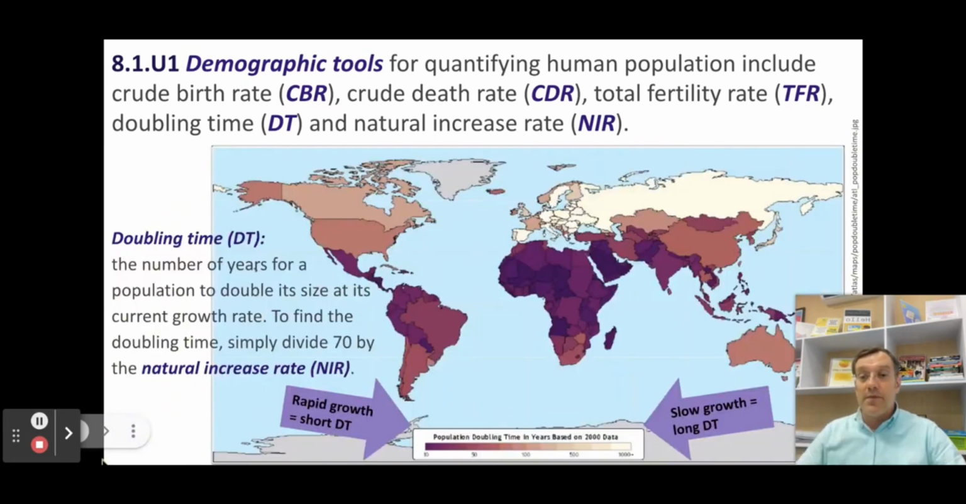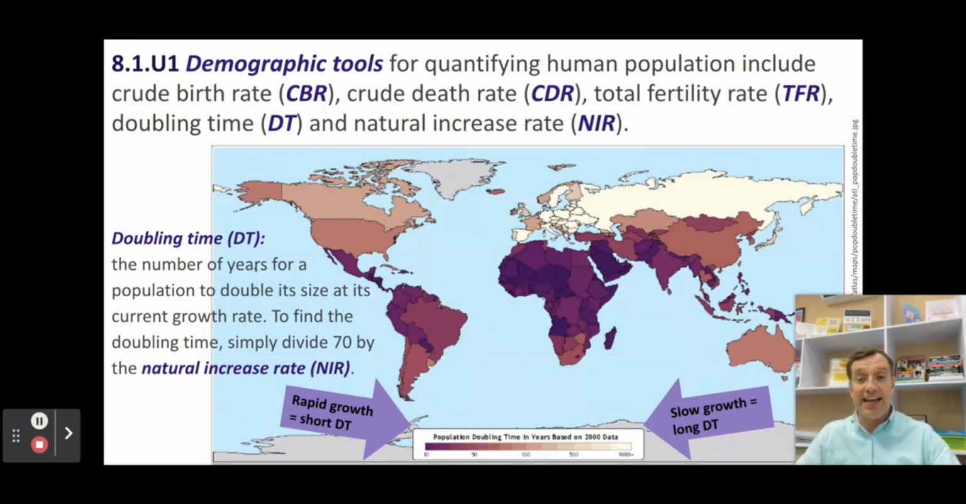The doubling time, as you might guess by its name, is simply the number of years it takes for the population of a given country to double. It's related to the natural increase rate. The faster a population is growing, the shorter the doubling time. If a population is growing slowly, it takes longer for the population to double.